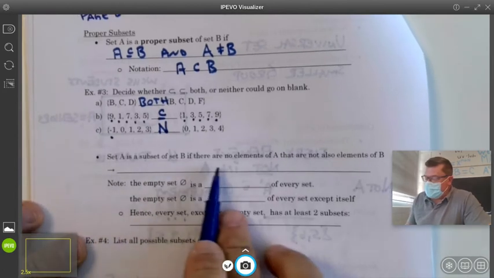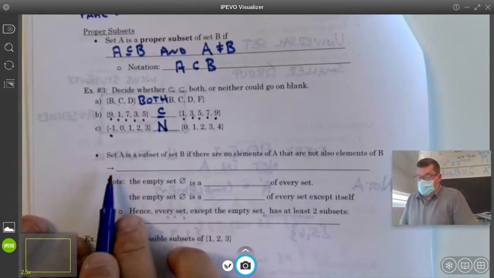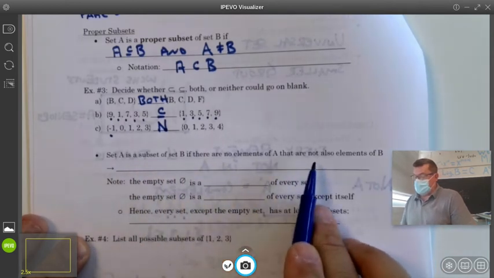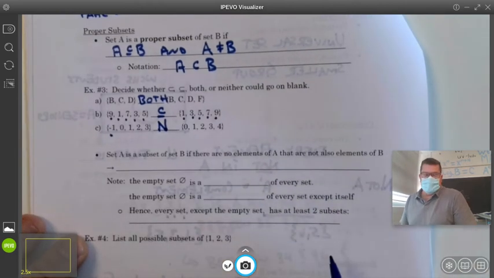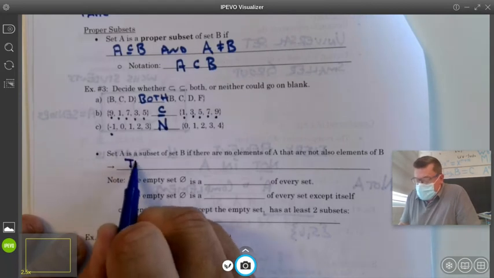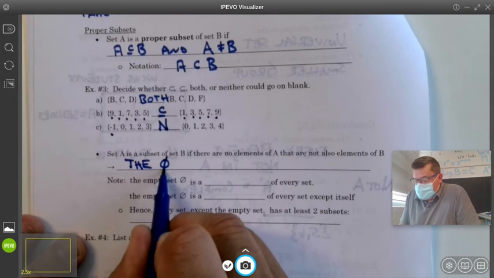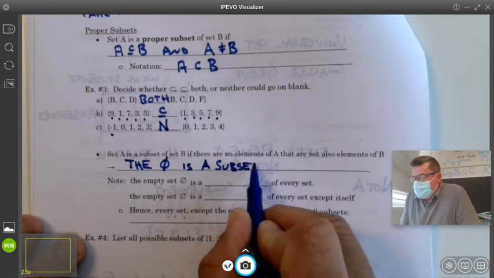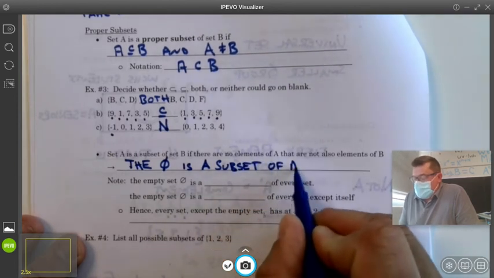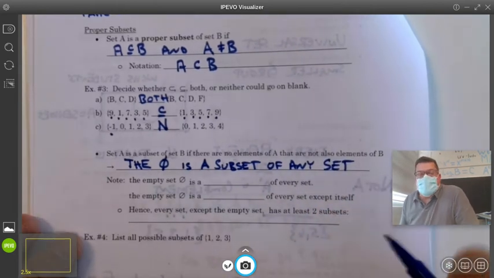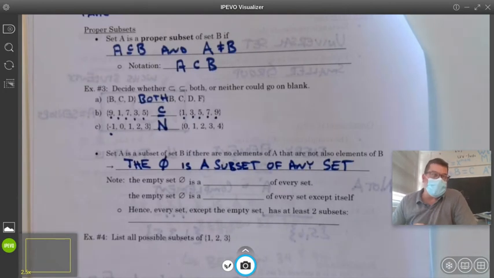Set A is a subset of B if there are no elements of A that are not also elements of B. That's a strange definition just to say the empty set is a subset of any set you can think of. It's always going to be a subset. It's a subset that contains 0 elements or 0 terms.